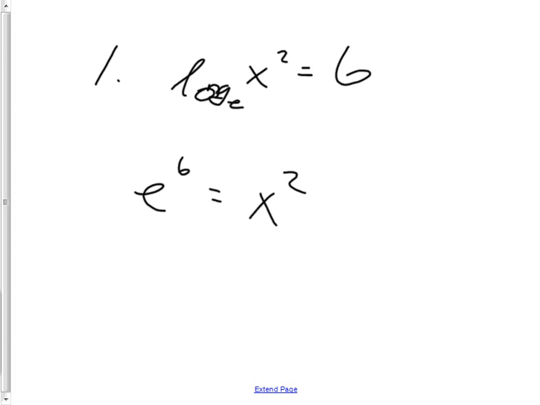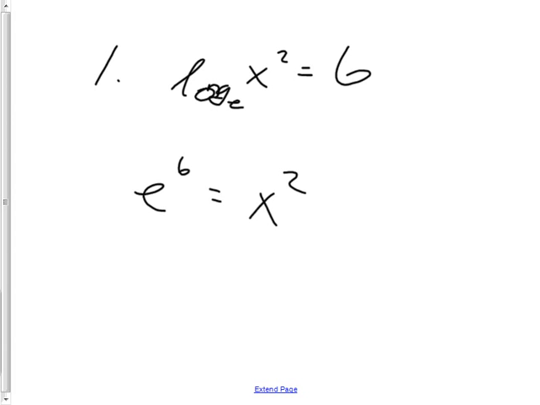Number 1 on today's worksheet, which by the way is called 3.5 worksheet number 2. This is ln x squared equals 6. First thought, rewrite. And what's the base on an ln? Base e. I told you anytime you saw ln, you could write log base e. So this is e to the 6th equals x squared.